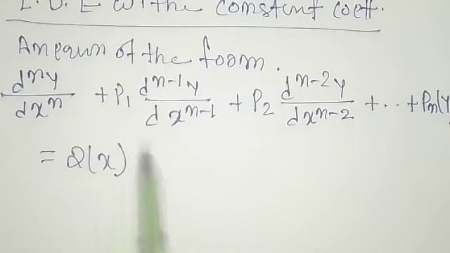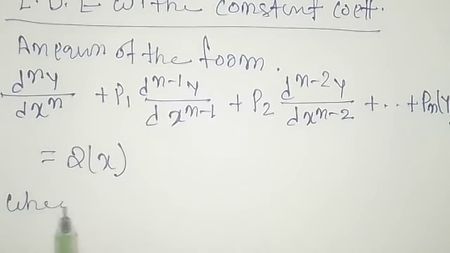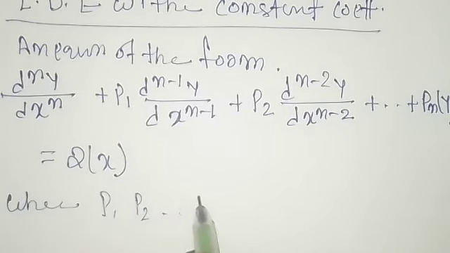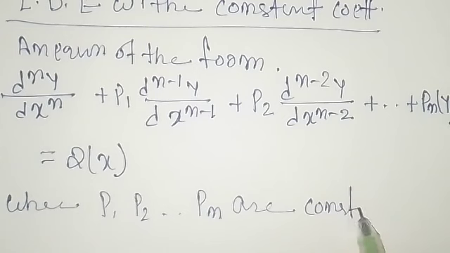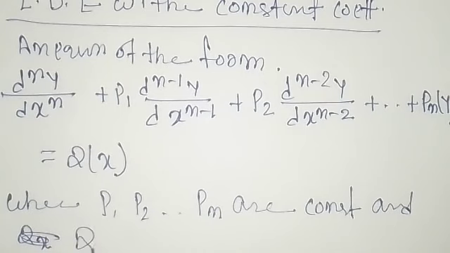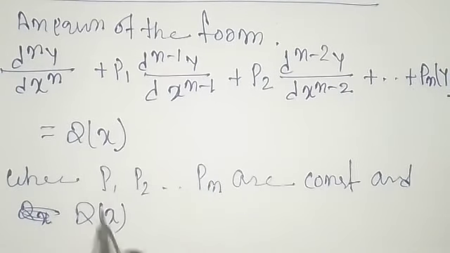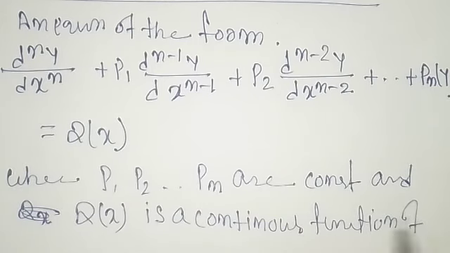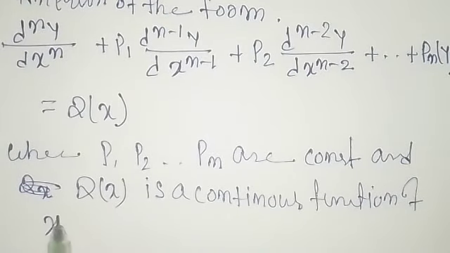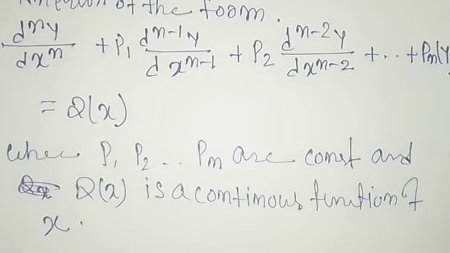So here, where p1, p2, and so on up to pn are constants, and q of x is a continuous function of x, it is called a linear differential equation of order n with constant coefficient, right?